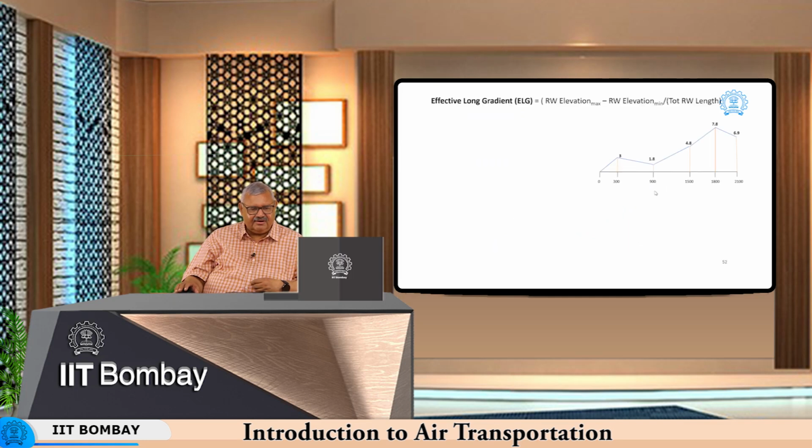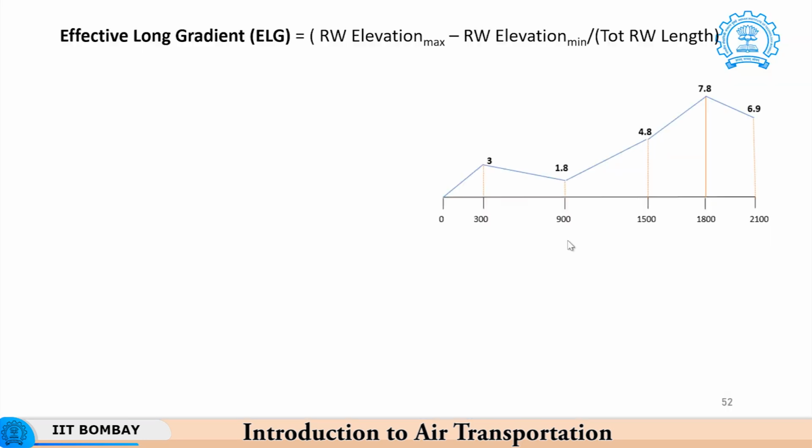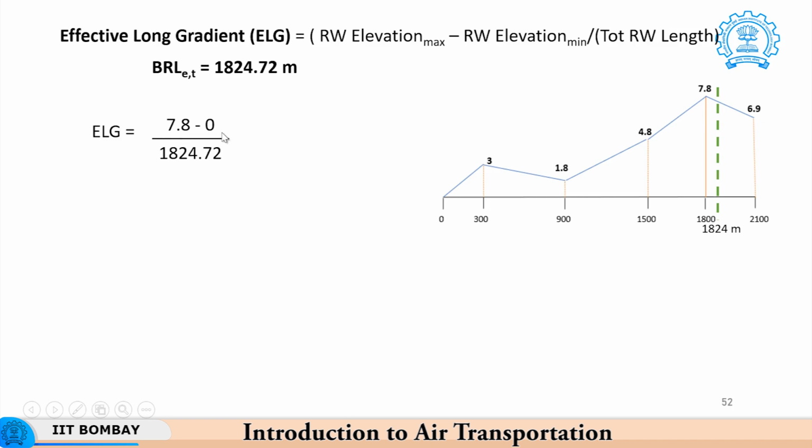So, the effective runway gradient will be maximum runway elevation minus minimum runway elevation divided by the total runway length. The largest number was 1824.72. So, ELG will be 7.8, which is the number for the highest value, minus 0. Basically, we choose the place from where you can claim to get more benefit. So, ELG in this case will be 7.8 minus 0, maximum minus minimum divided by the length, it comes to be only 0.43%.